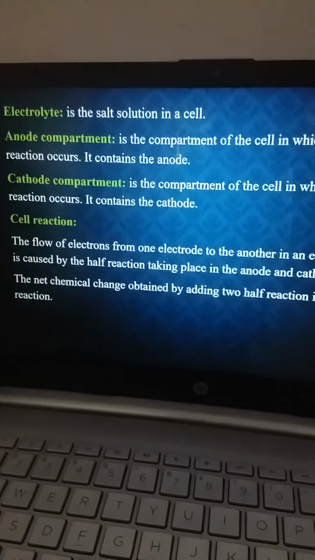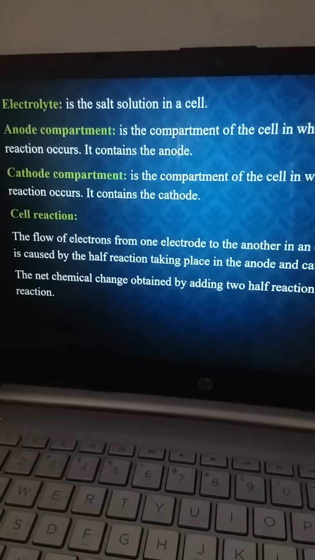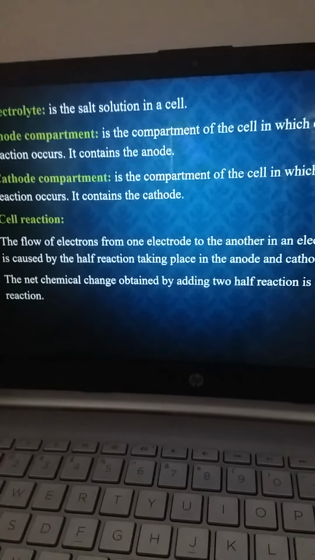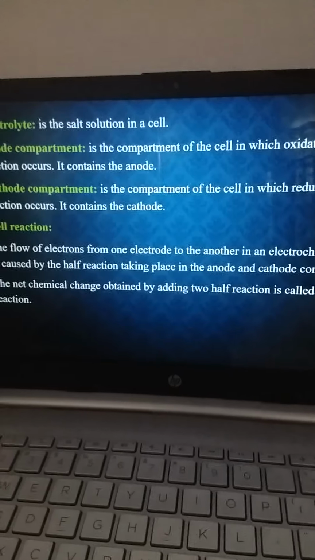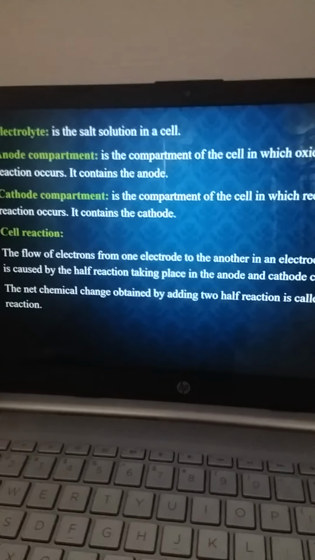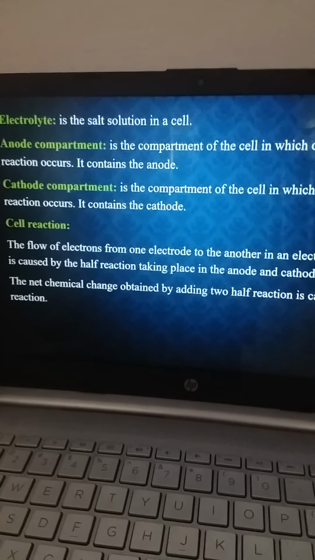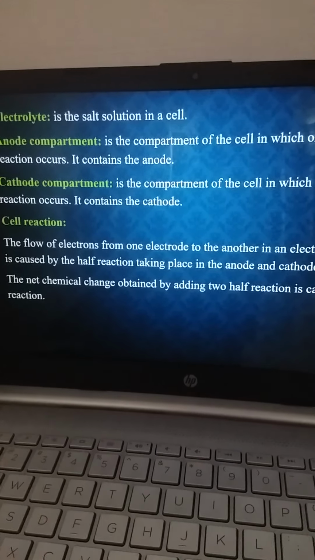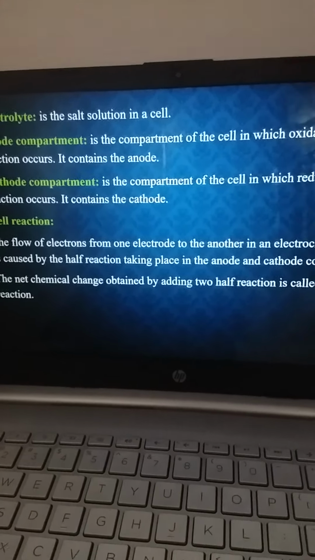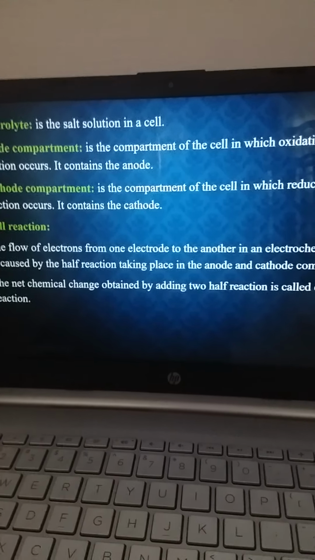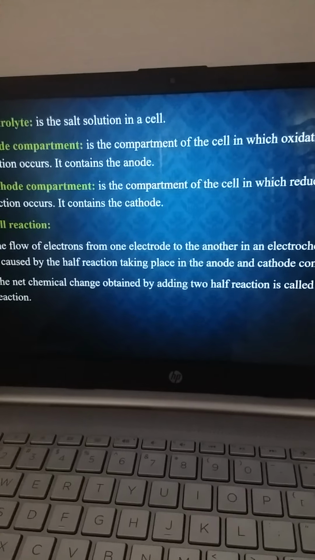Next we will learn the anode compartment. The anode compartment contains the anode, and the oxidation reaction occurs in the anode compartment. The next one is the cathode compartment. The cathode compartment contains the cathode, and the reduction reaction occurs in the cathode compartment.